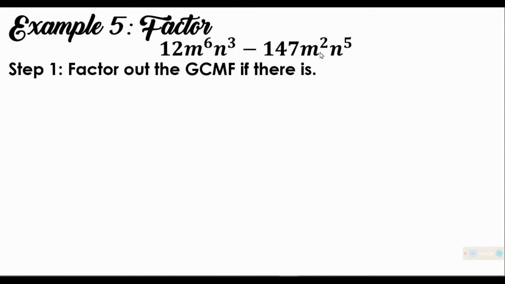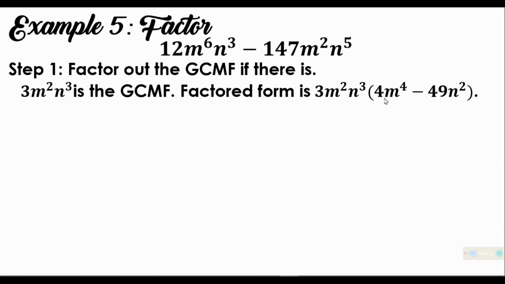And then on n, common ng n, alin ang mas maliit na exponent, that is cube. So, our GCF when it comes to n is n cubed. So, our GCF or GCMF will be 3m squared n cubed. And if we factor that out in our binomial, 12 divided by 3 will be 4. M to the 6 divided by m squared is m to the 4th. N cubed divided by n cubed, so that will be 1. Minus 147 divided by 3, that will be 49. M squared divided by m squared, that will be 1. And then n to the 5th divided by n cubed, that will be n squared.